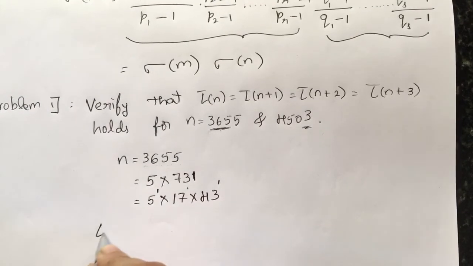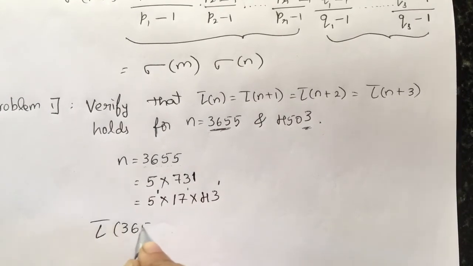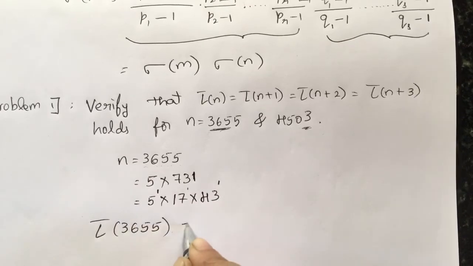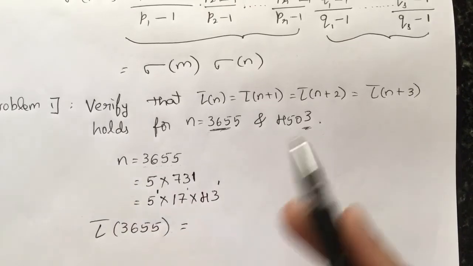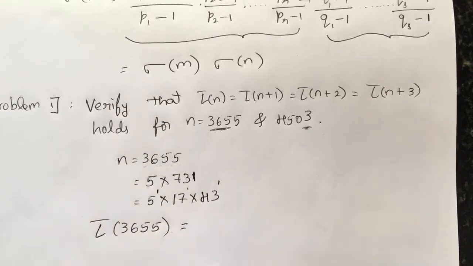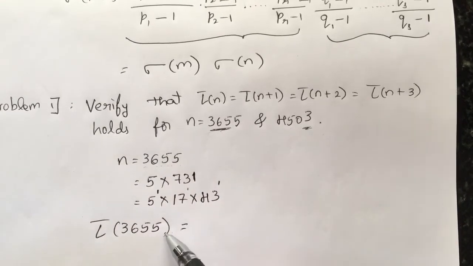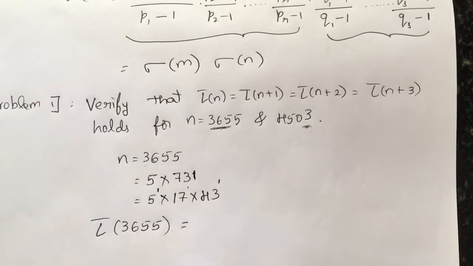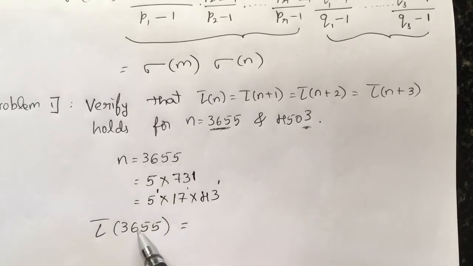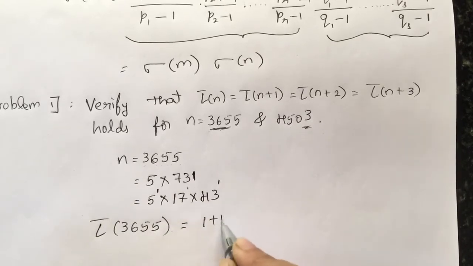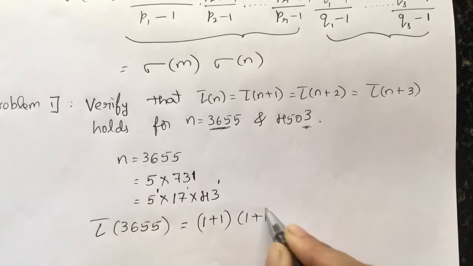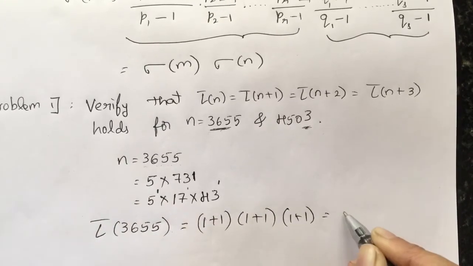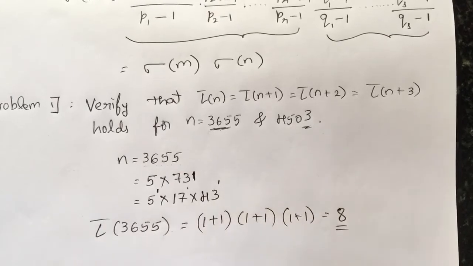So we'll calculate tau of 3655. It's nothing but 1 plus 1. You can use any of the formulas. You can rewrite this as tau of 5 into tau of 17 into tau of 43. Like that also you can write, or you simply take out these powers and write it down. This is 1 plus 1, this is again 1 plus 1 into 1 plus 1. So it comes out to be 2 cube, which is nothing but 8.